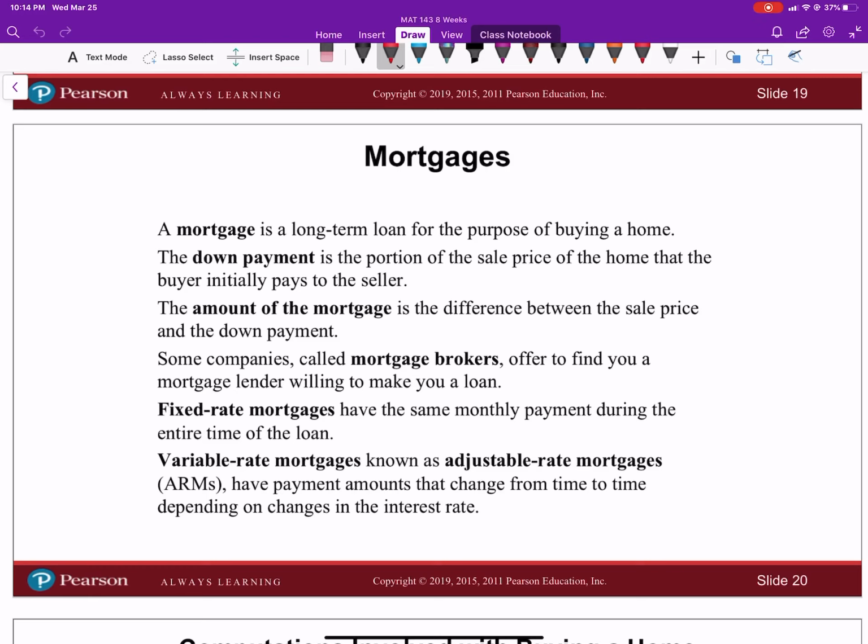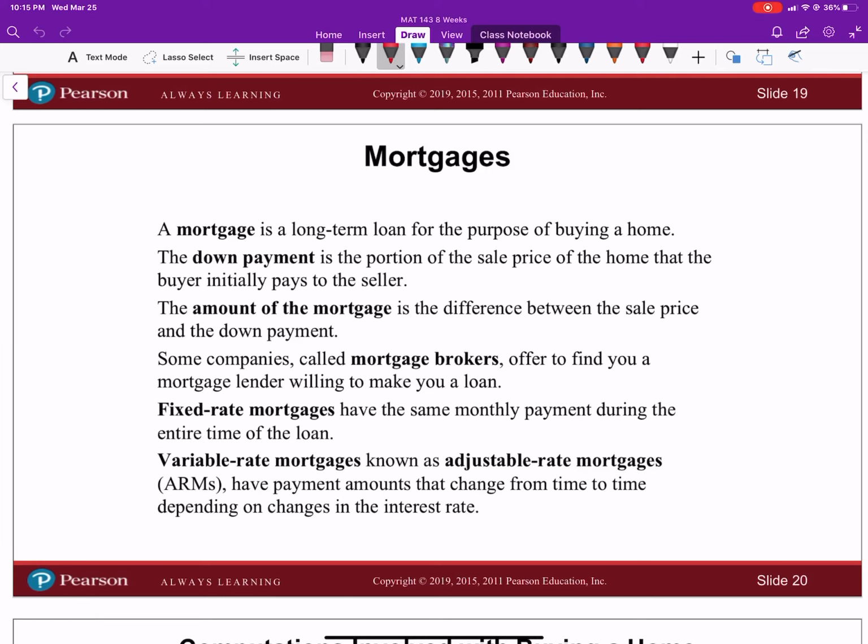Some companies called mortgage brokers offer to find you a mortgage lender willing to make you a loan. Fixed rate mortgages have the same monthly payment during the entire time of the loan. Variable mortgages, known as adjustable rate mortgages, ARMs, have payment amounts that change from time to time depending on changes in the interest rate.